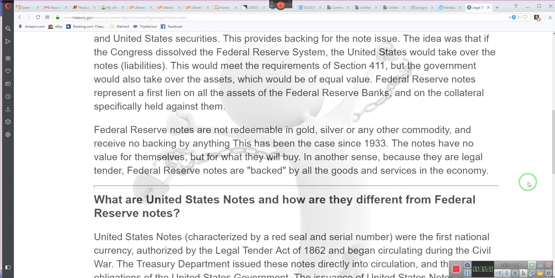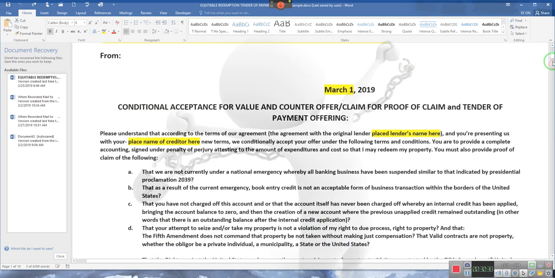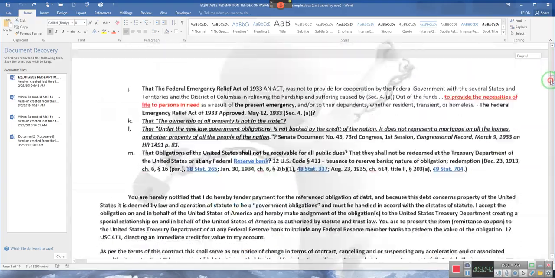Exactly. So Federal Reserve notes have no backing. Now, pay attention ladies and gentlemen, because they have no backing, because they're junk, the only thing that backs it is credit. Okay, because it is backed by credit, you're issuing an instrument of credit. Now you're telling them, take it or leave it. That's what the contract does.